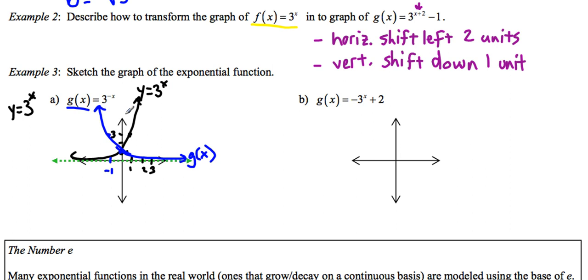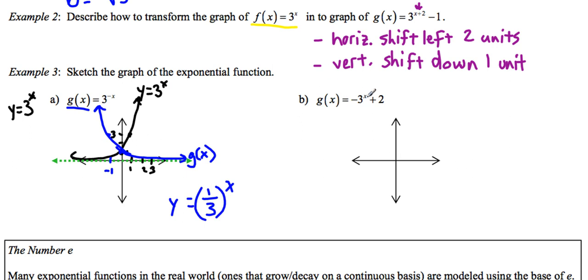Now notice if you have any function to the negative power, that's the same thing as y equals 1 over 3 to the x. So remember that a negative exponent takes the reciprocal of that base. So 1 over 3 is decreasing, and this is the exact same graph, 1 over 3 to the x, as 3 to the negative x. They're equivalent equations.